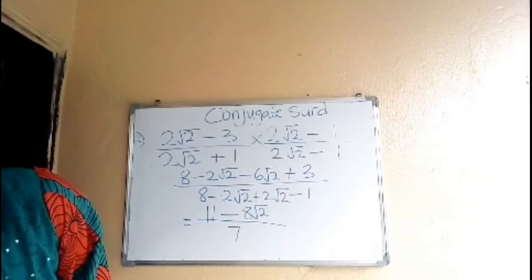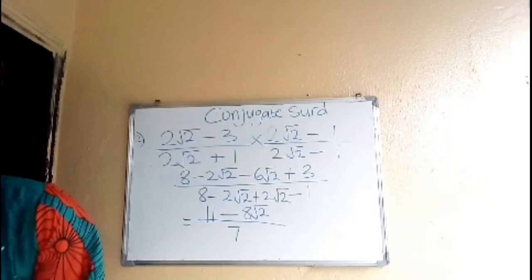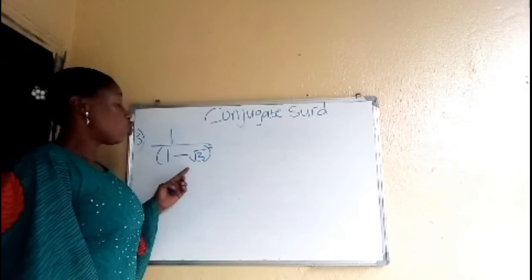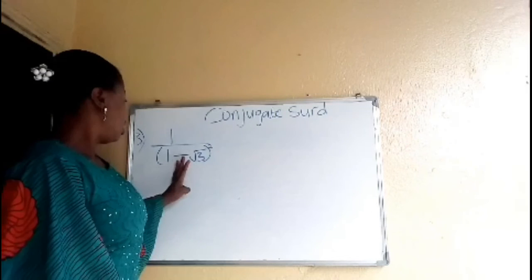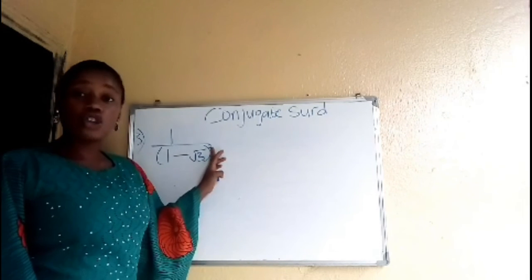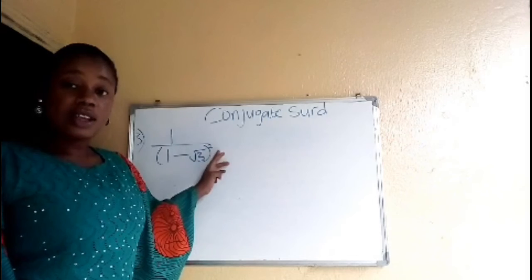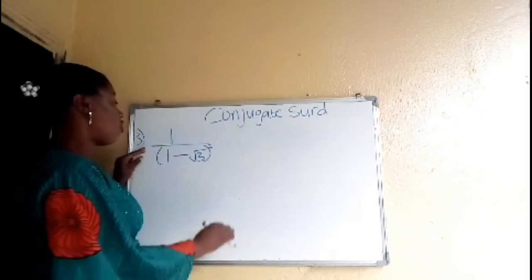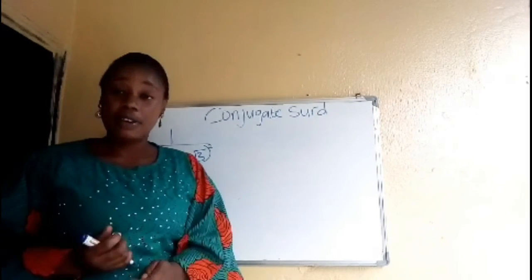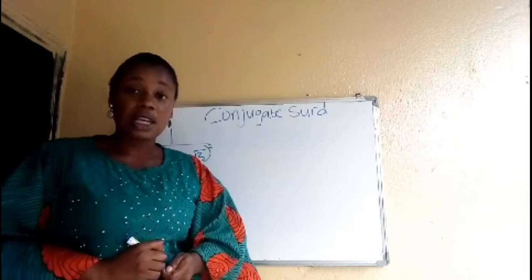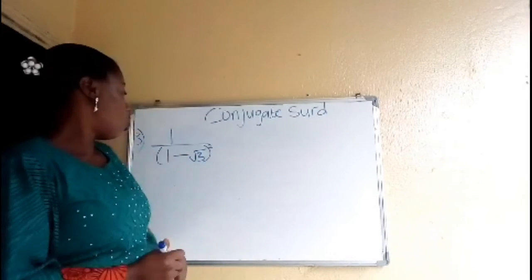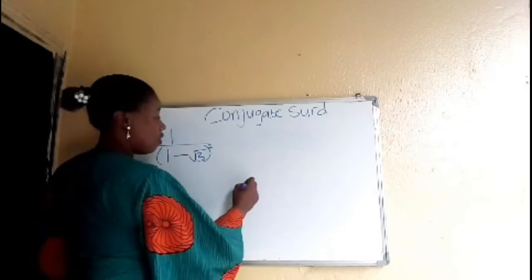Number 3. To solve this expression, this has square here. This has square. So for us to be able to simplify this expression, we have to first of all simplify the denominator. So when we now have the final answer, we now put that answer and use it to solve. So let's simplify the denominator first.